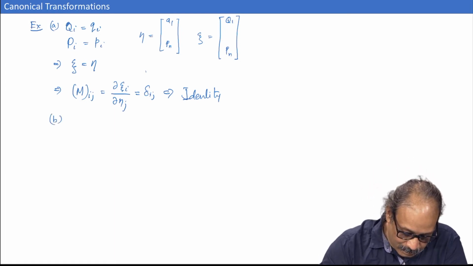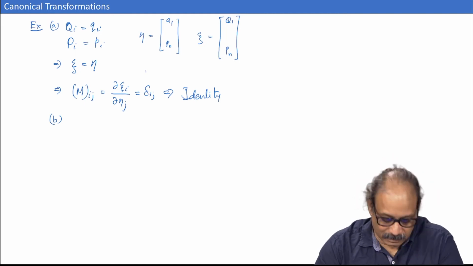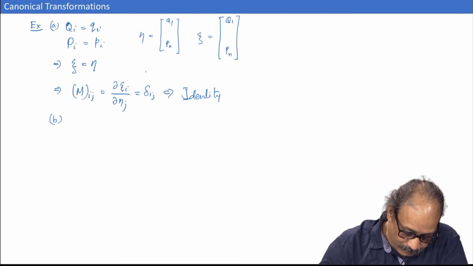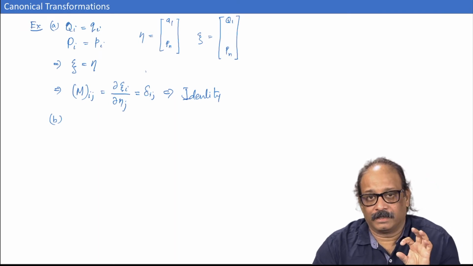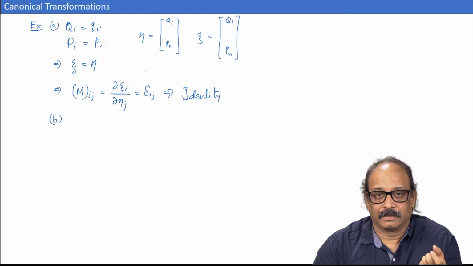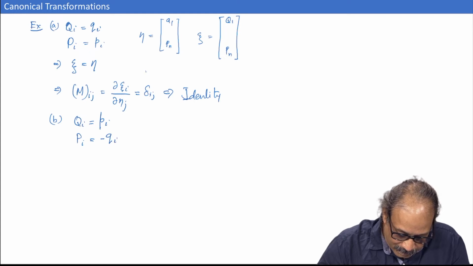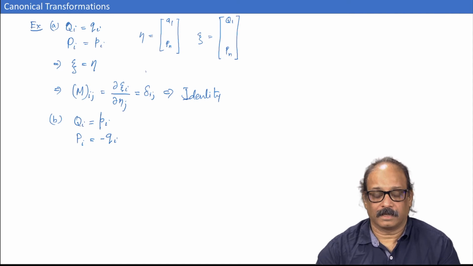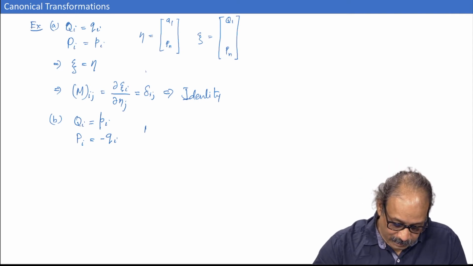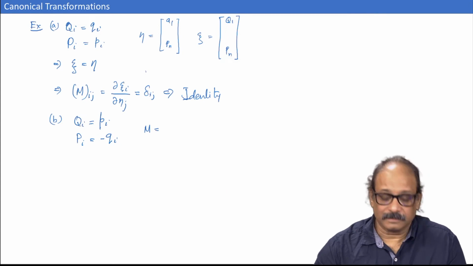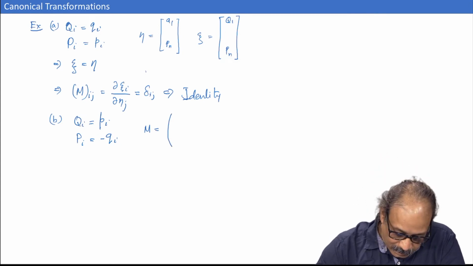Here is a second example. This also we had done in the previous class. So, this is the transformation where you interchange momenta with the coordinates. So, all the Qi's will become old Pi's and all the momenta will become minus of qi's. Okay. Now, what is the Jacobian matrix of this? Can you see that the Jacobian matrix of this is in fact nothing?